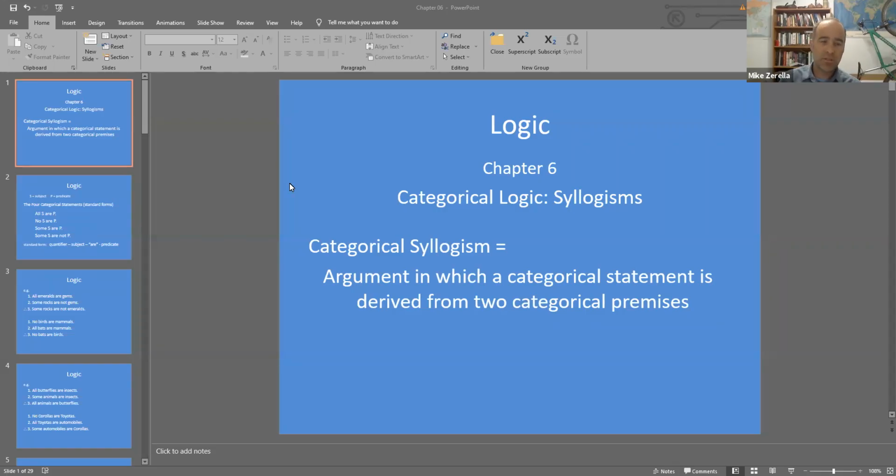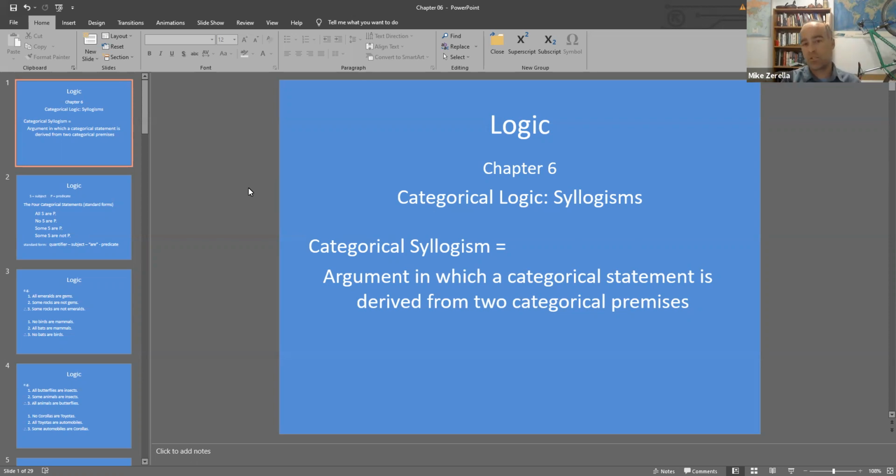Okay, so chapter 6 picks up where chapter 5 left off. Remember, chapter 5 was just looking at categorical statements on their own, and then the standard forms of the categorical statements, how to convert regular categorical statements written in regular language into one of the 4 standard forms of categorical statements. But this chapter, chapter 6, is going to be looking at how categorical statements can be put together to form an argument, which we call a categorical syllogism.